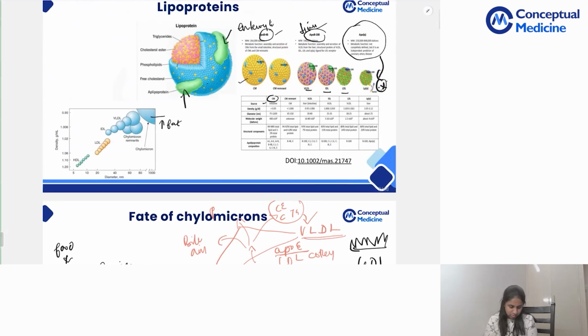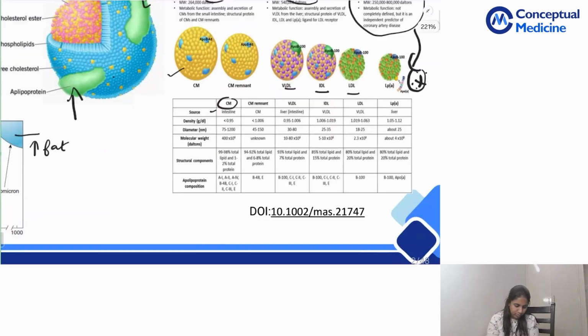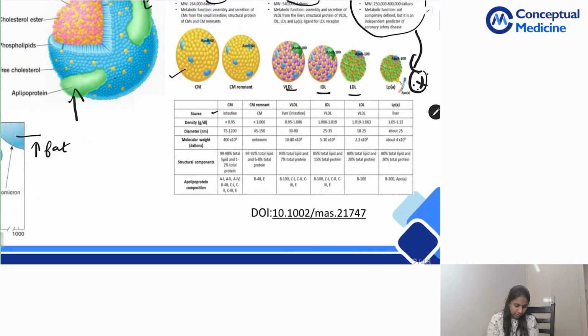So now coming to this, it would be easier for you. The chylomicron's primary source would be the intestine, and density-wise it is very, very much lower. Diameter-wise it's very, very much bigger. That's because of the high load of fat. It will not clump together, and molecular weight also would be lesser.